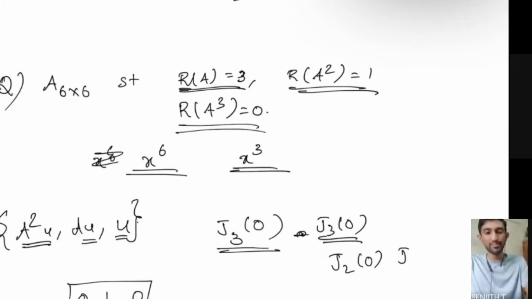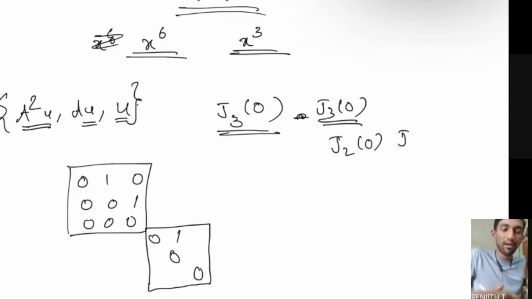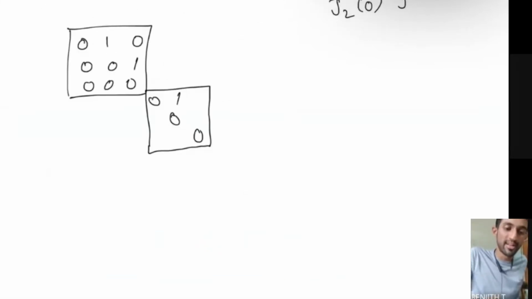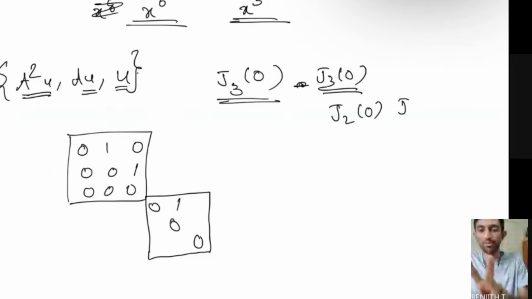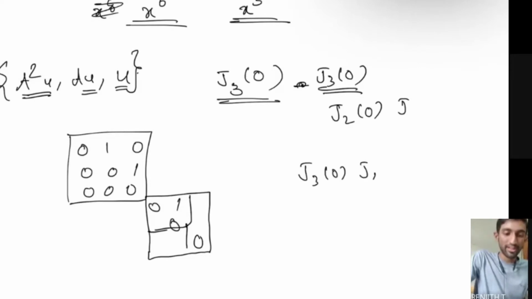So nullity of A is 3 means there will be 3 linearly independent eigenvectors, or there should be 3 Jordan blocks. That is most important. There will be 3 Jordan blocks. So how can we split? Now J3 of 0 should already be there. Now there should be 2 more blocks, so we have to split the 3 by 3 matrix into 2. The only possibility is J2 and J1. Got it? So it must be J3 of 0, J2 of 0, J1 of 0.